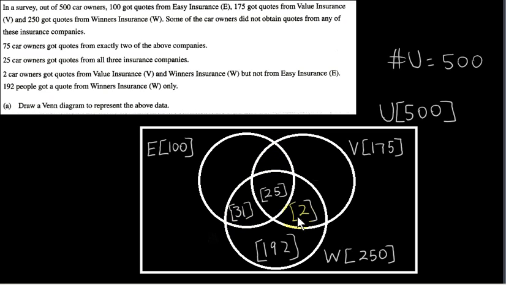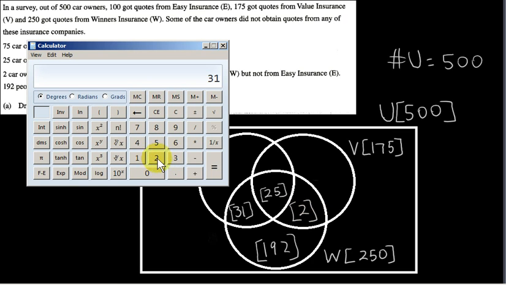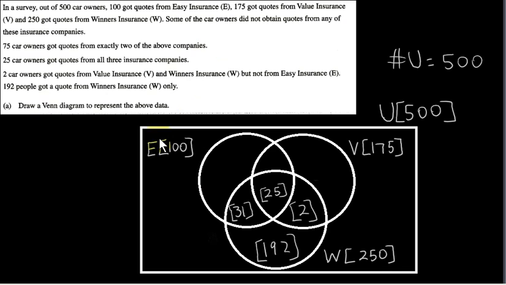So we've 31 and 2 is 33 elements belonging to exactly 2 sets so far, and we have to take that from 75. 75 minus 33, that's 42. So we have 42 elements in here. Now we can complete E and V.